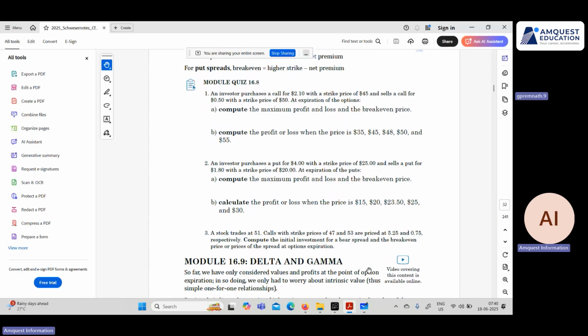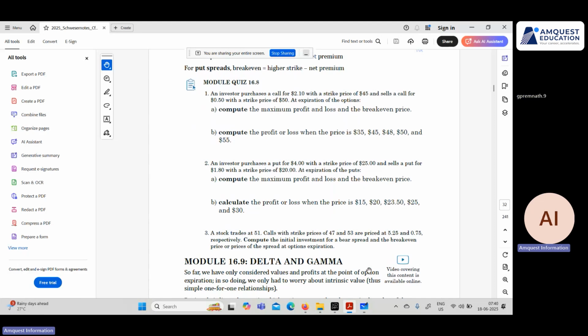So everything is basically 2.2 is net premium paid. Your maximum profit is basically 25 minus 20 minus 2.2. Your maximum loss is 2.2, which is the net premium paid, and your break even is 25 minus 2.2, 22.8. Great.